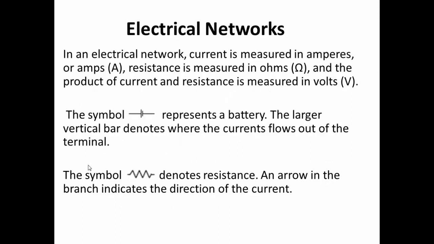And just for the sake of notation, in an electrical network, current is measured in amperes or amps, resistance is measured in ohms, and the product of current and resistance is measured in volts. And you see some of these symbols. The first one, a battery. The larger bar denotes where the current flows out of the terminal, and the next symbol denotes resistance. An arrow in the branch indicates the direction of the current.